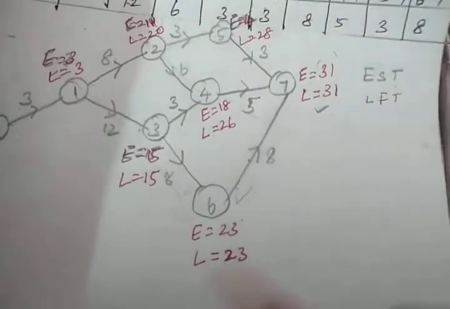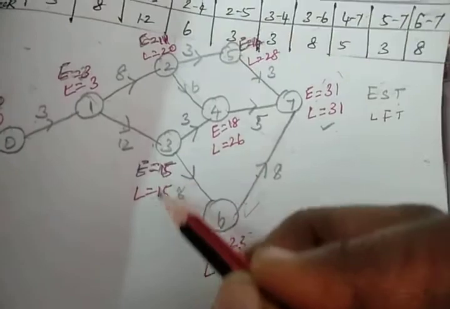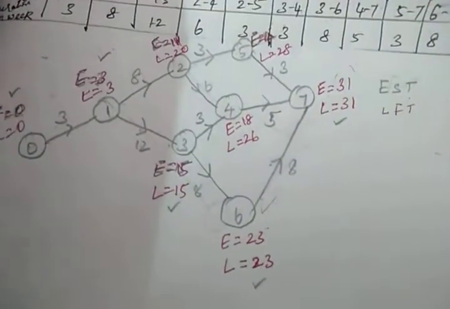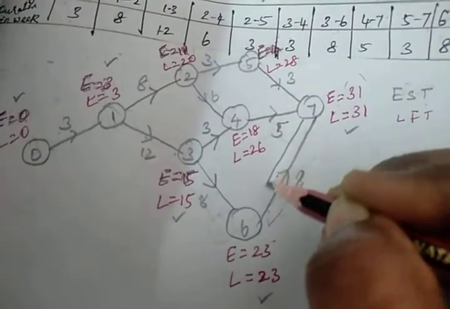E is equal to 31, L is equal to 31. E is equal to 23, L is equal to 23. E is 15 and L is 15. E is 3 and L is 3. E and L are 0. So you have to join those things by the opposite arrow, we will start from the last.